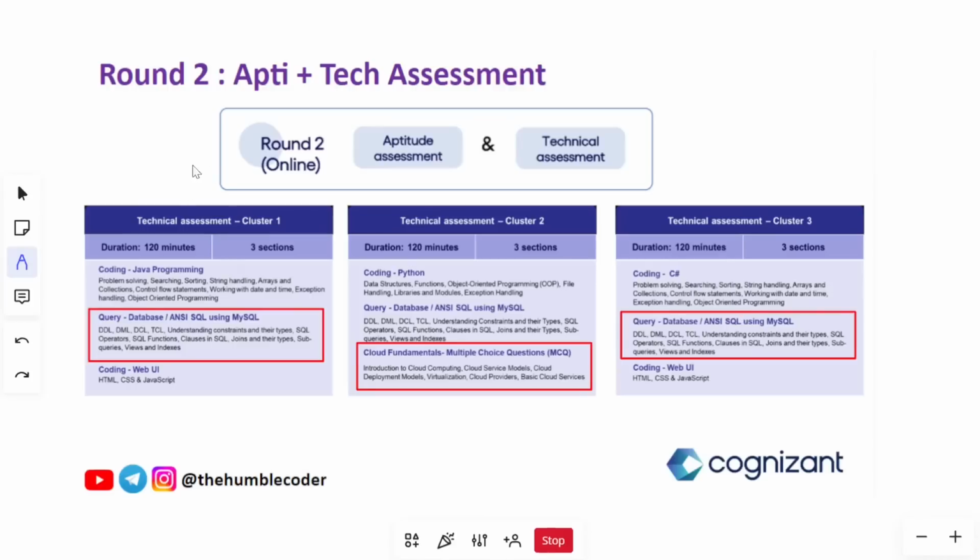Okay, I'll show you the syllabus basically. So in this syllabus, I was telling you, right, in Cognizant round 2, basically there are two things. First is aptitude assessment and the second is technical assessment. So in technical assessment we have 3 clusters: cluster 1, cluster 2 and cluster 3. So if you opt for cluster 2, you will get coding, Python, query, database, ANSI, SQL and MySQL. For this also I have uploaded the video already. Make sure to check that if you haven't checked it.